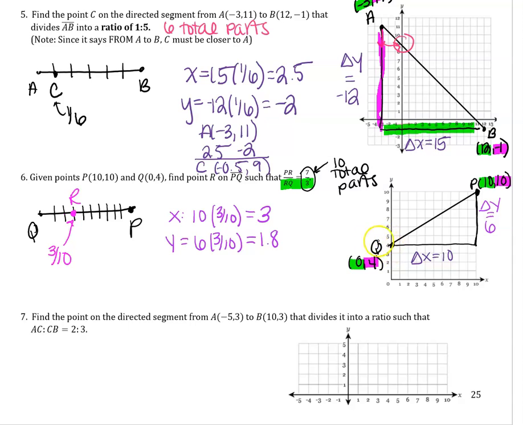Okay, so from Q, which is this guy right here, that's the beginning of our segment, we're going to add 3 to the x's and add 1.8 to the y's, and that means R should land at 3, 5.8. Now let's see, does that make sense? By saying we're going to scale this by 3/10, this means you move to the right from here 3, so 1, 2, 3, and then up what appears to be about 1.8, so that location of R kind of makes sense. That does look like it could be about 3, 5.8.